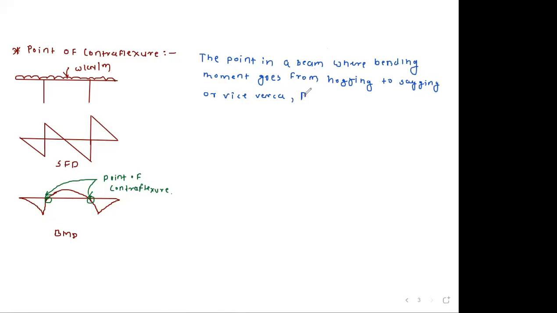Where bending moment becomes zero, that point is called as point of contraflexure.